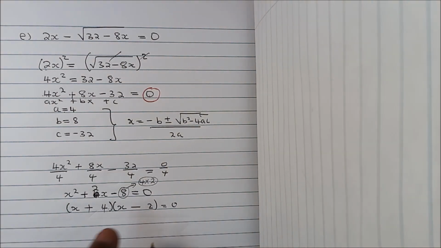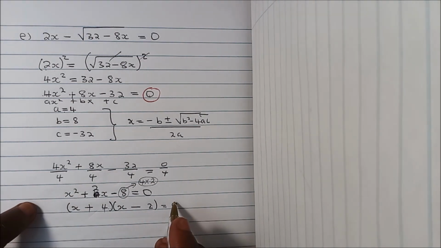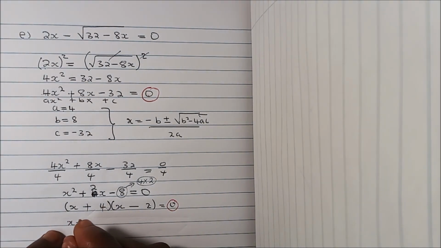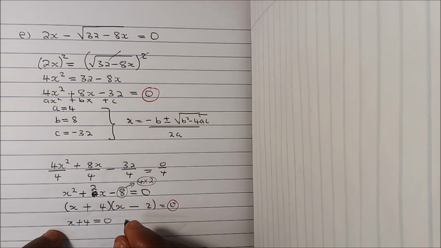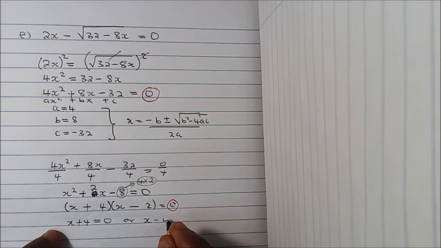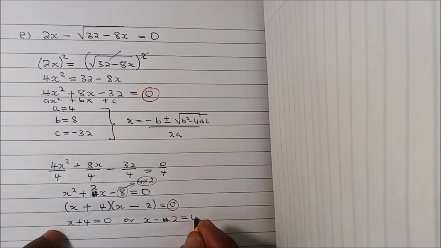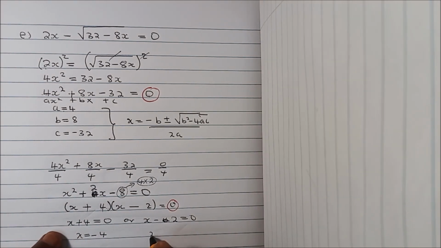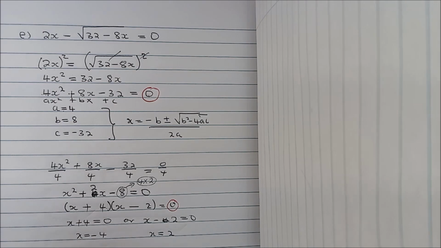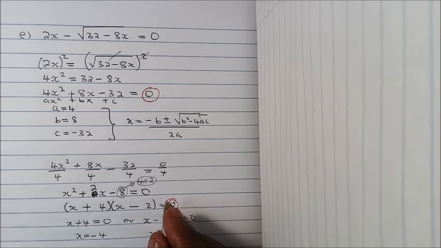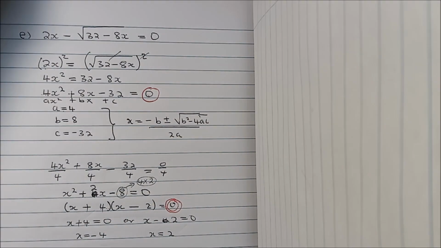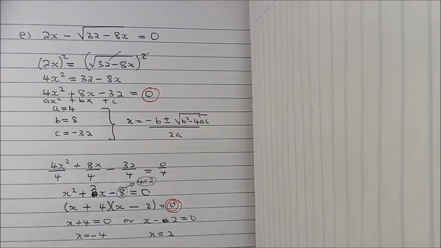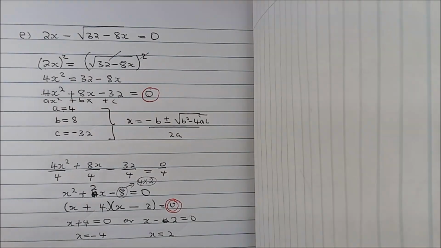So now, since we have our friend here, we love him so much, we can take each bracket and equate it to 0: x plus 4 equals 0, or x minus 2 equals 0. Transposing 4, x will be negative 4, or x will be 2. Our friend, guys, make sure that we always have our friend. So now, that was my piece on equations and inequalities.